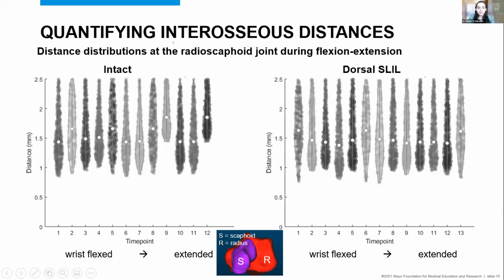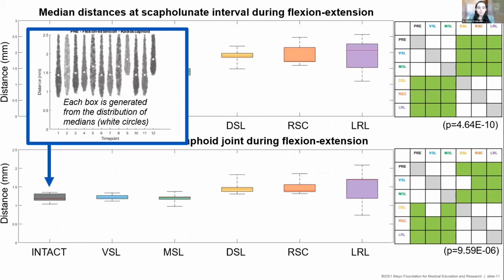So we were able to then quantify the interosseous distances by looking at the distance distributions between the relevant bone pairs at each point in the motion cycle. The white dots on these violin plots represent the median distance between the bone pairs at a given time point in the motion cycle. From this, we were able to create distributions representing the median distances at each bone pair interval during each motion.